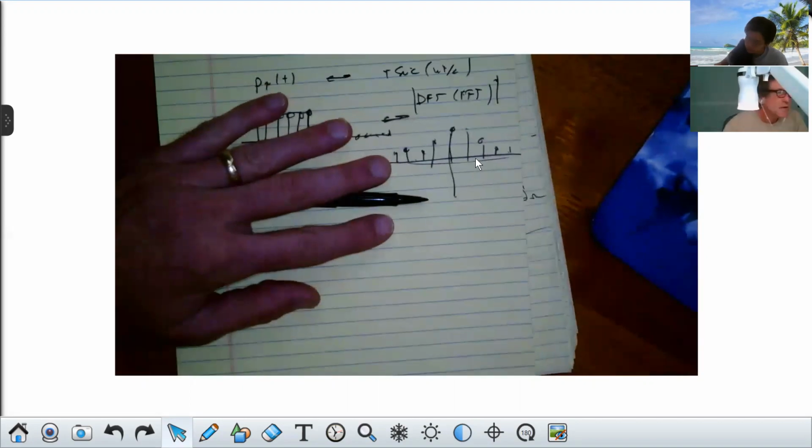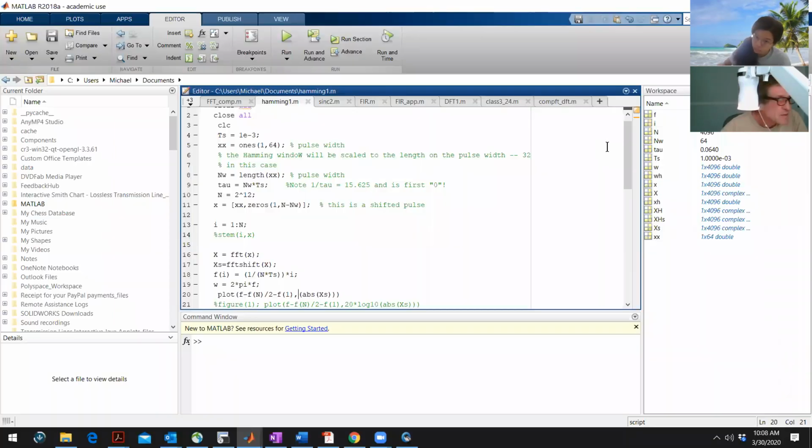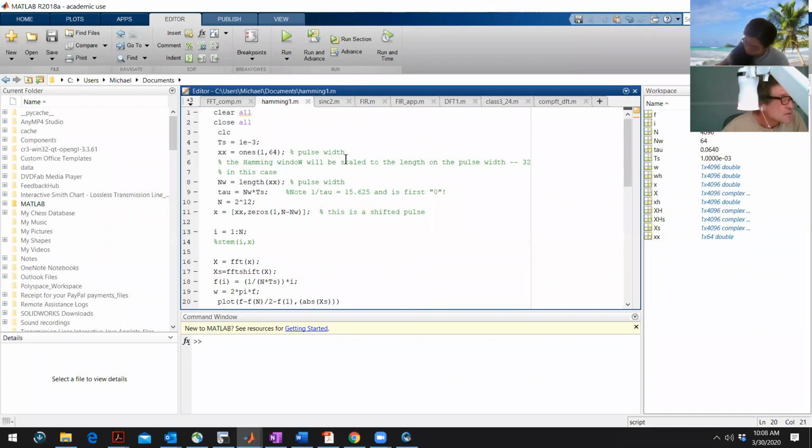It's supposed to be autofocus, so let me go over here and just do this for you. Bear with me, this will come together. So I've got a clear all, close all, clc. Then I let Ts, the sampling interval, be 1 millisecond. Now I'm creating 64 ones. This is what this command does, and it's the pulse width.